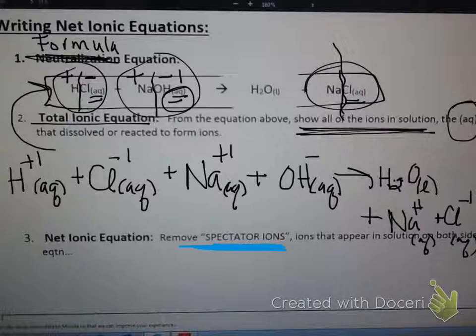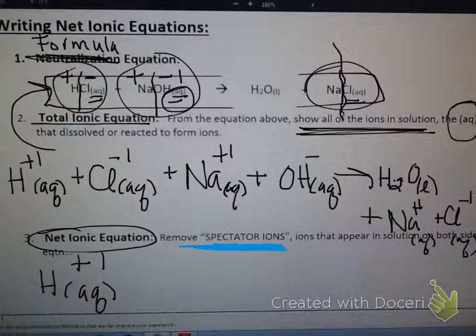That is not a spectator ion. If it's not a spectator ion, we're going to bring it down. If you're not just watching the reaction happen, that means you're actually part of the reaction. You're going to be part of the net ionic equation. You are actually reacting. You were there before and now you're gone, right? Okay. Let's look at chloride.